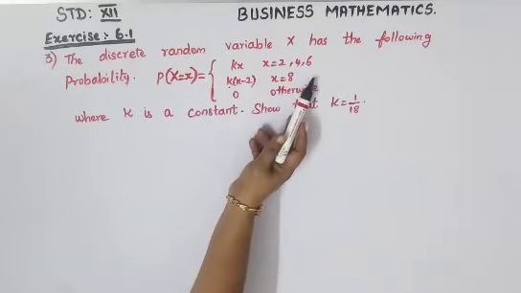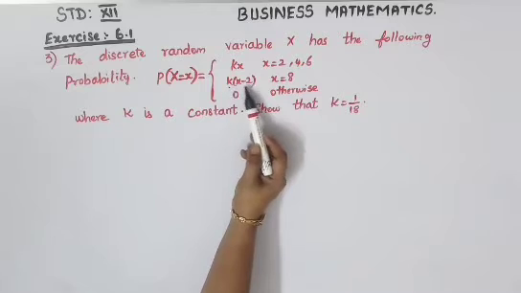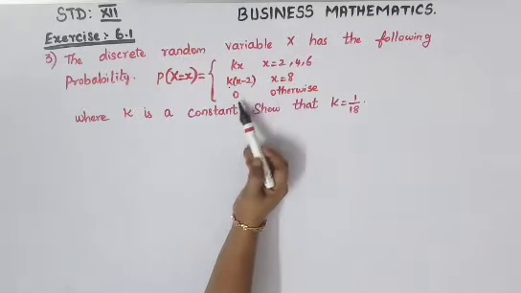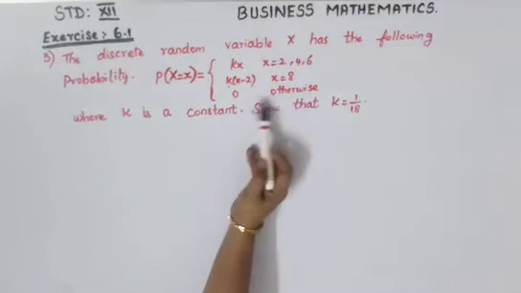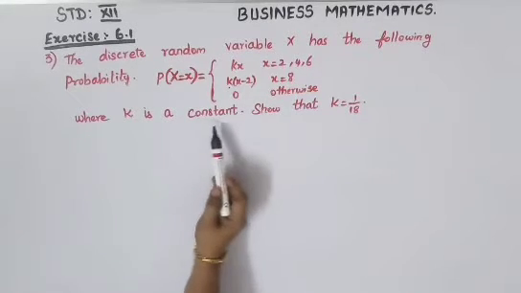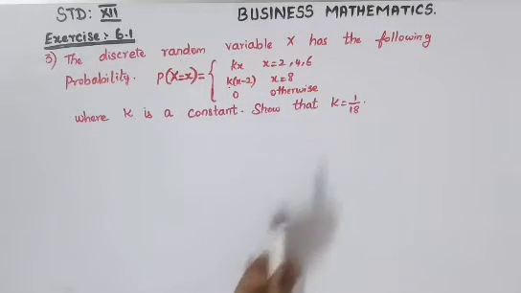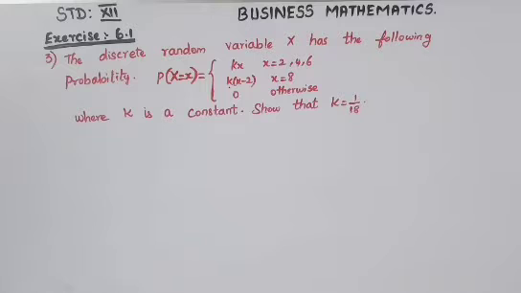equal to 2, 4 and 6, and k(x minus 2) when x is equal to 8, and 0 otherwise, for all the other values it is 0. Where k is a constant, show that k is equal to 1 by 18. So you'll have to get your answer k is equal to 1 by 18.